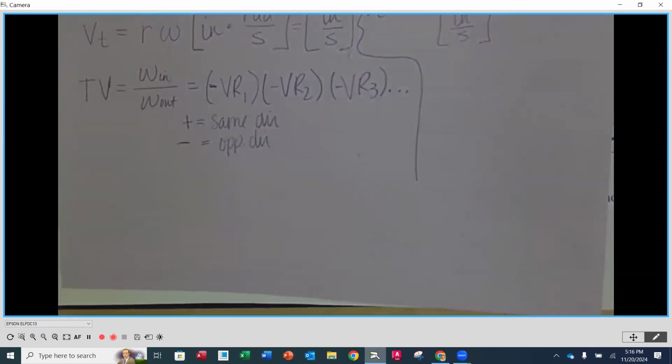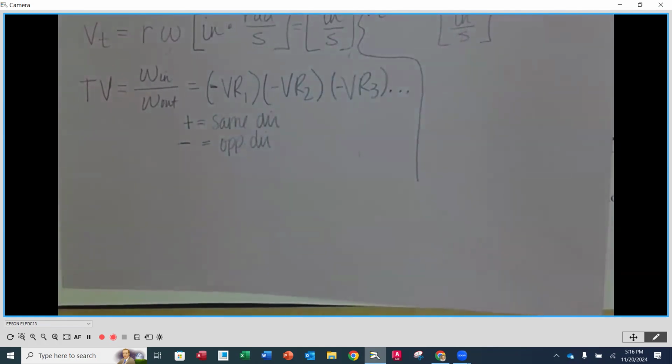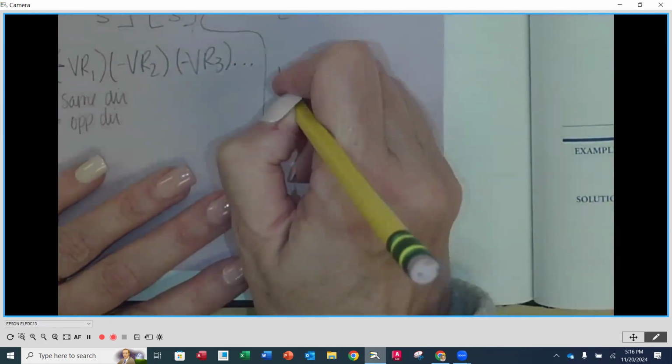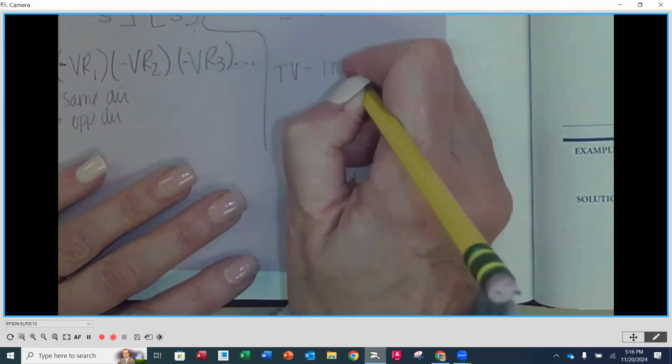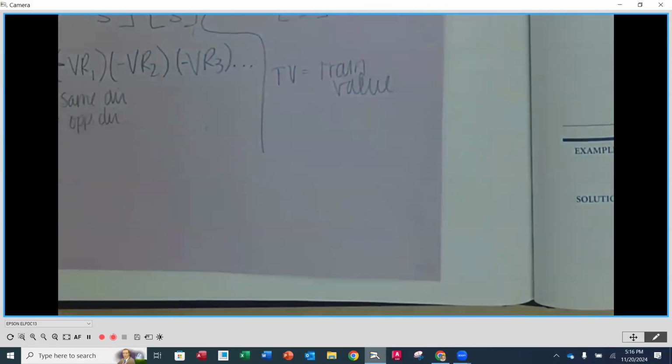So that's why the negatives are there. You're going to see that in the example problem, although they don't add it to that formal equation. Okay. So over on the right-hand side, you can say that TV is equal to train value. Okay. Train value. That's it.